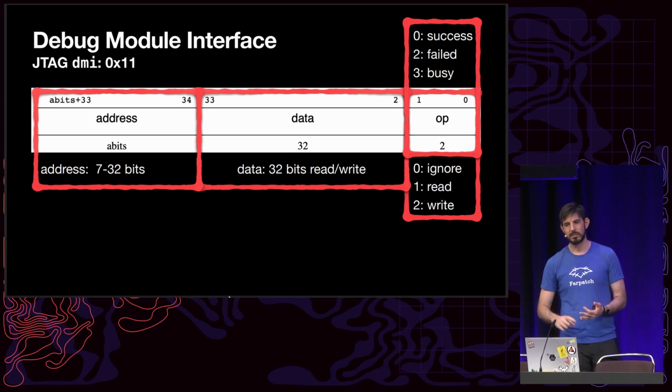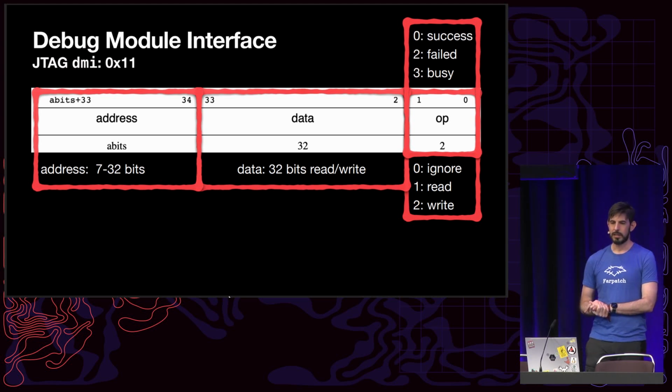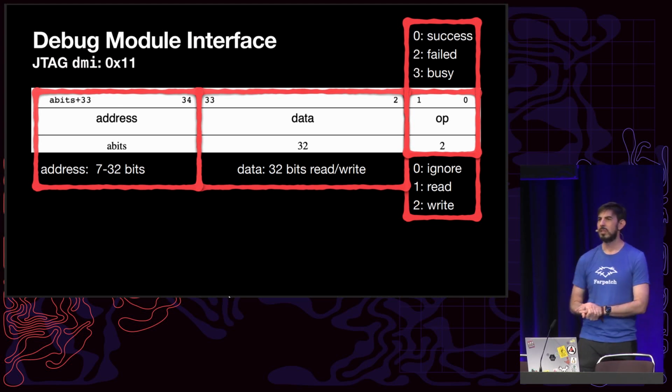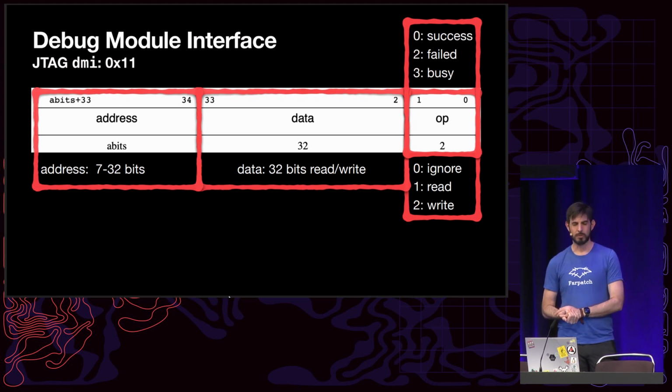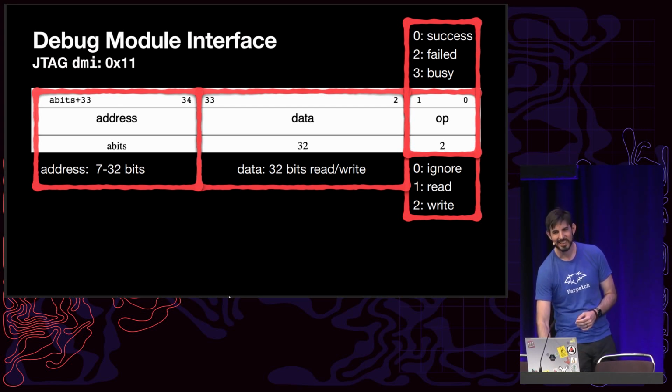0 means success, 2 means failed, 3 means, hey, I'm still working on it. Then 32 bits of read and write data, and then some odd number of bits, however many it requested, it said you can have in address 0 or 10 of actual data. And there are 511 different possible commands, most of which are fortunately not required or even implemented on most targets.